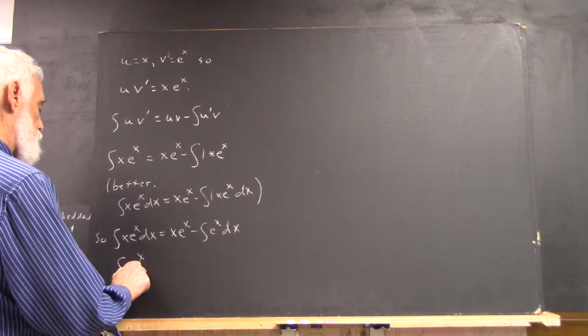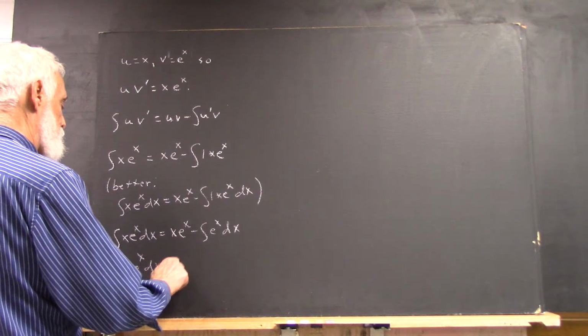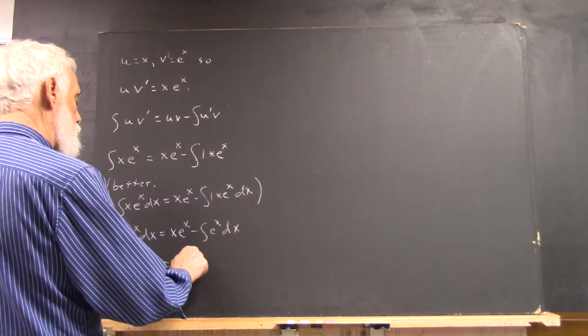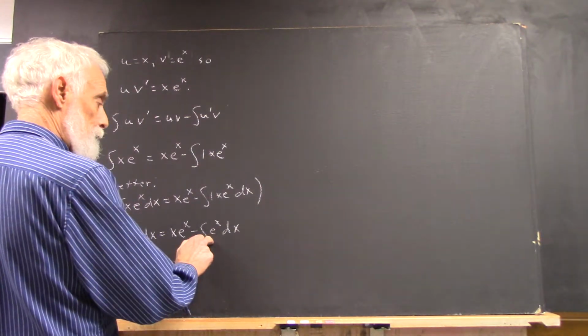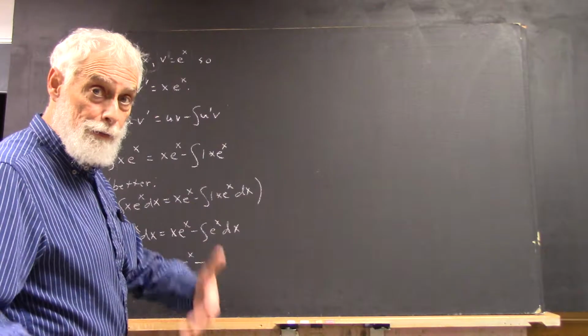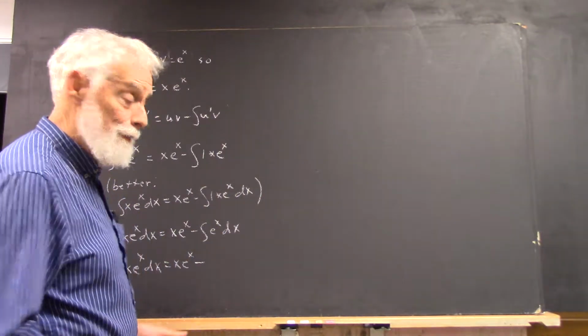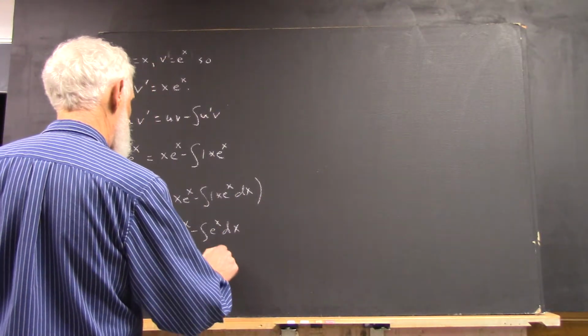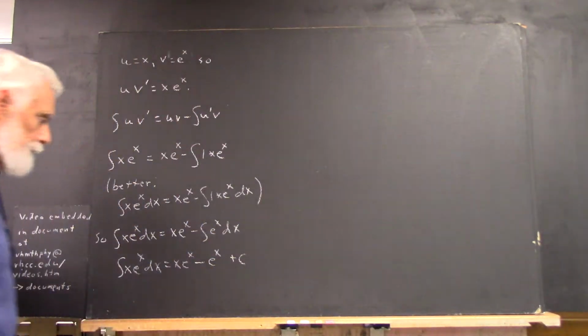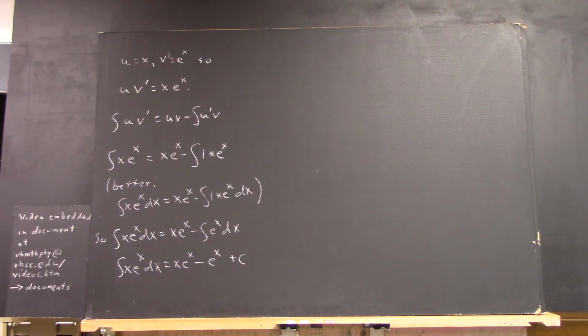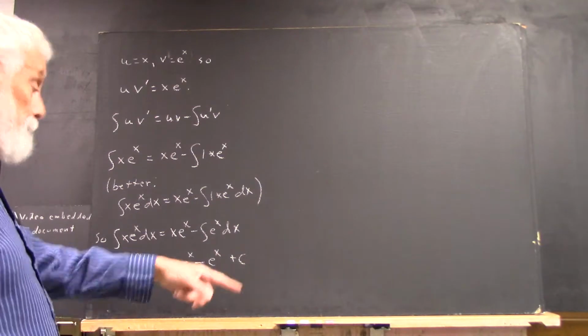So the integral of x e to the x dx, it better be x e to the x. Integral of e to the x dx, well, the antiderivative of e to the x is just e to the x. So that's minus e to the x. And then we have our integration constant. We don't want to forget that. Okay? Now, is that right?